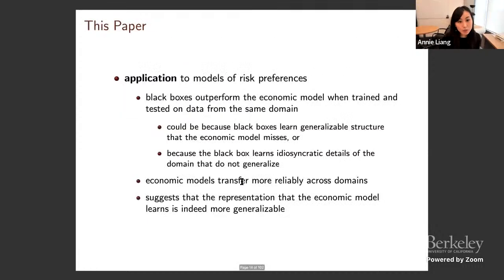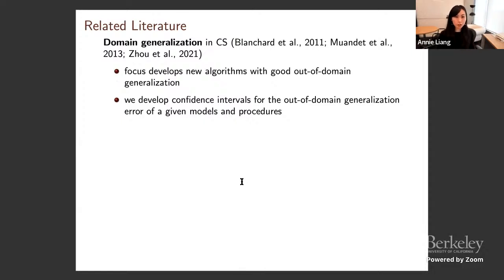All right, a couple of comments on the relationship to the literature. There is a literature called Domain Generalization within computer science. In a sense, we're contributing to this. There's a difference in focus, where this literature is more interested in developing new algorithms with good out-of-domain generalization. We're going to ask instead, if you fix a given model or procedure, can we provide a confidence interval for the out-of-domain generalization error of that model and procedure?